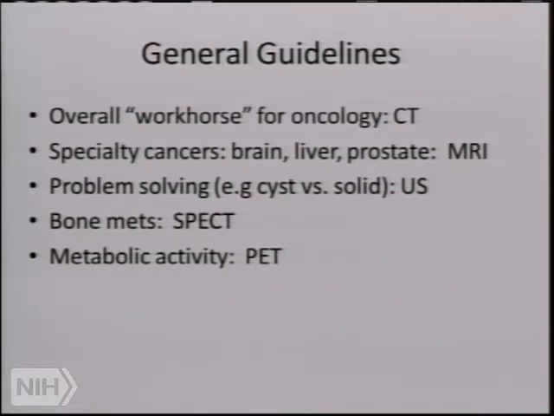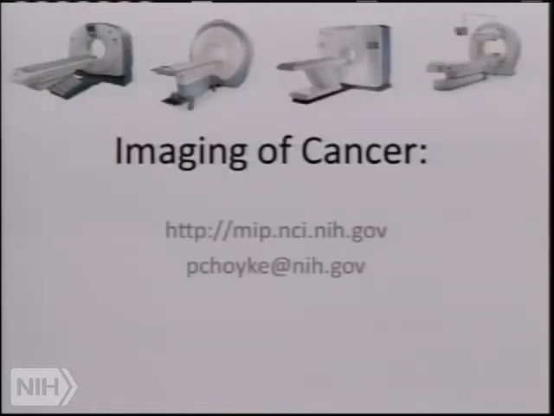For bone metastases, the bone scan using SPECT technique is the method of choice. And for detecting metabolic activity, particularly for detecting small amounts of highly metabolically active cancers, PET scan is the first choice. And then for monitoring patients, we use a combination of these, either CT, but also increasingly PET is used. So that's sort of my summary of what goes on in a radiology department.